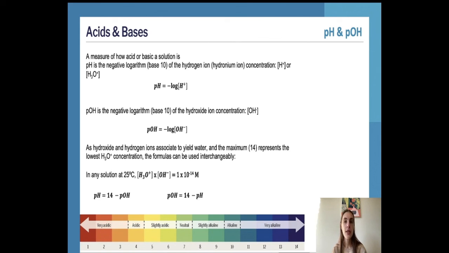So we can also use that to determine concentrations of hydroxide ions and hydronium ions at 25 degrees Celsius if we don't know the concentration of one, but we know the concentration of another. And so this can help us convert between pH and pOH. We also have these formulas of pH equals 14 minus pOH and pOH equals 14 minus pH, which just helps us to easily convert between these.